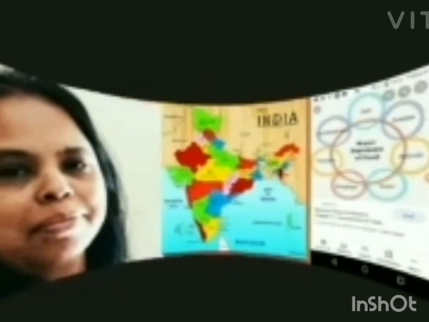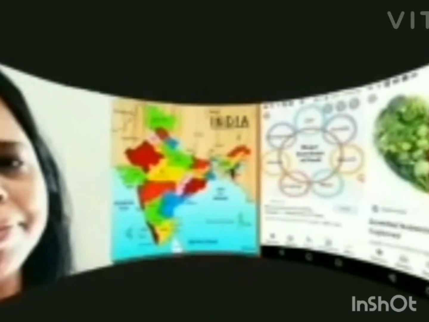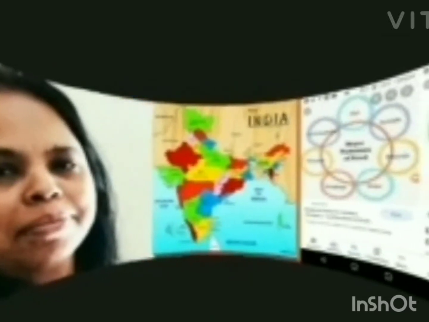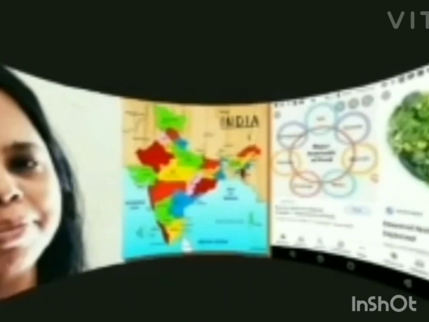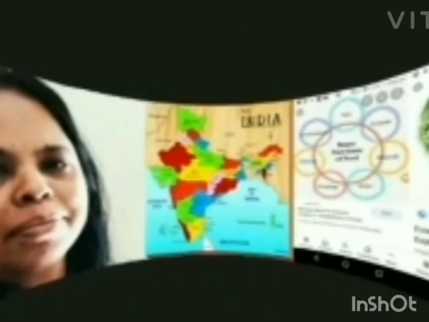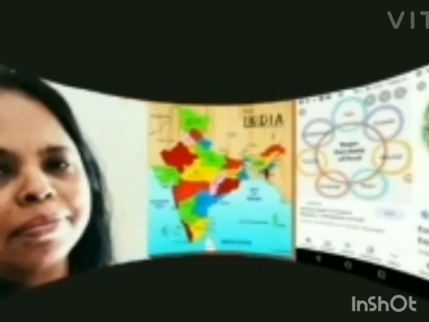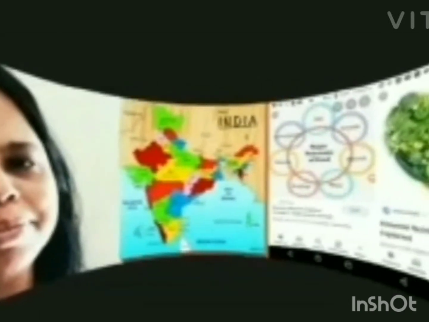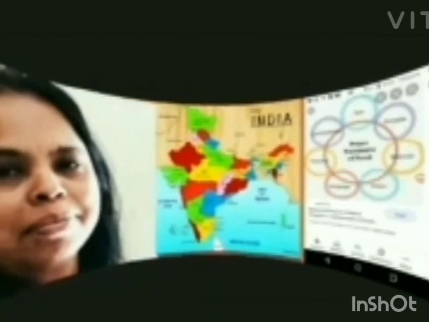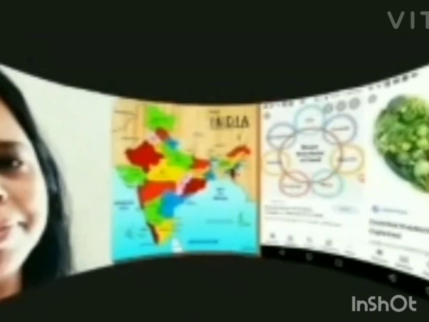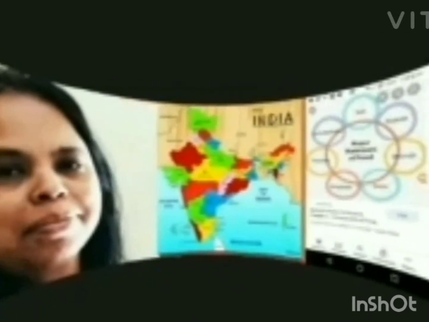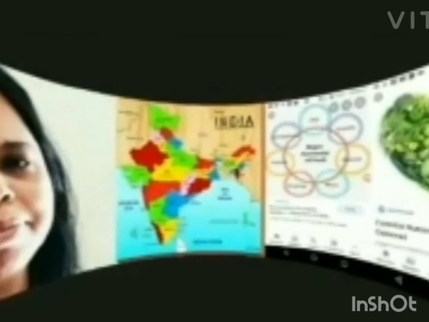The first component we are going to study is carbohydrates. Carbohydrates are also called energy giving food. It is a major source of energy. It is made up of carbon, hydrogen and oxygen. There are many types of carbohydrates: sugar, starch, cellulose, etc. Cellulose is a complex carbohydrate, but sugar and starch are examples of simple sugars.